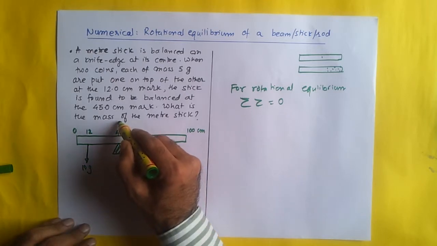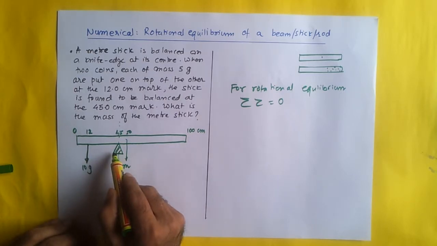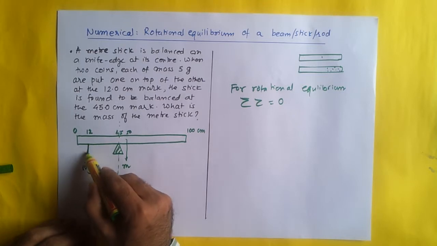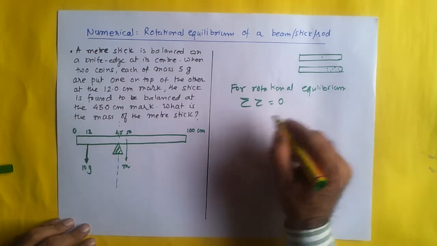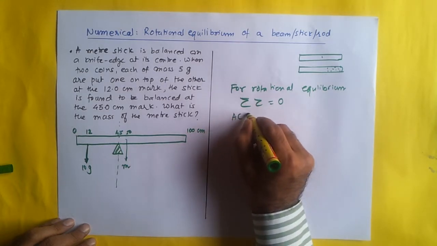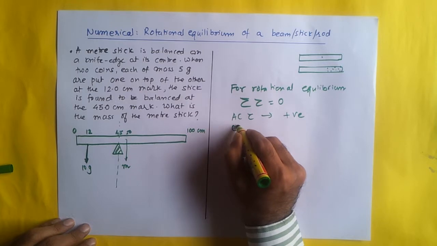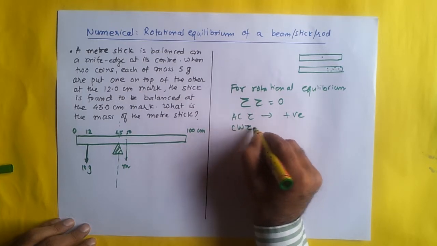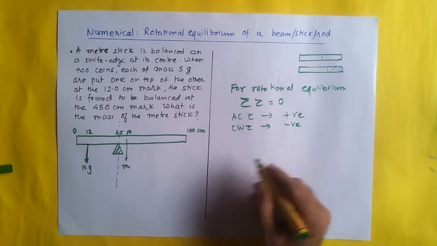This is the point of rotation, the axis of rotation. So I will take all the forces and multiply them with their distances from the axis of rotation. That will give me the torque applied by each force, and I take the algebraic sum. We know the convention: if it is an anti-clockwise torque, we take it as positive, and if it is a clockwise torque, we take it as negative. So we'll follow this convention and find the mass m.